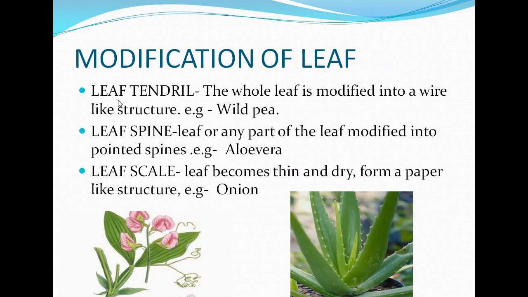Modification of leaf. Leaf tendril. The whole leaf is modified into a wire-like structure, like wild pea. You can see here. Leaf spine. The leaf or any part of the leaf is modified into pointed spines to store water or nutrients, like aloe vera. Here is the picture. Leaf scale. Here the leaf becomes thin and dry and forms a paper-like structure, like onion leaves.